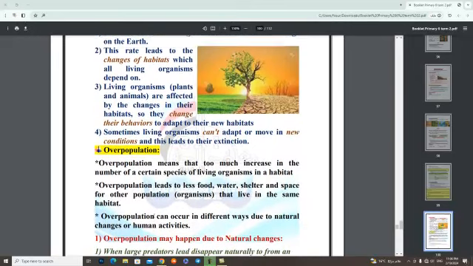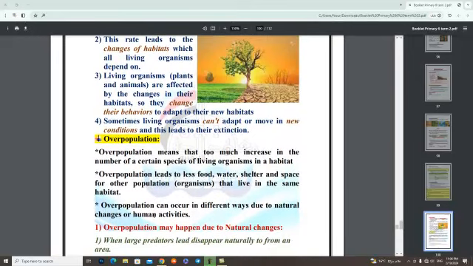Overpopulation means too much increase in the number of certain species of living organisms in a habitat. Overpopulation leads to less food, water, shelter, and space for other populations that live in the same habitat. Overpopulation can occur in different ways due to natural changes or human activities.